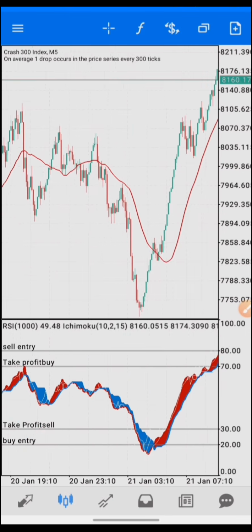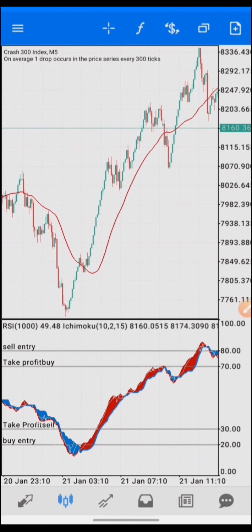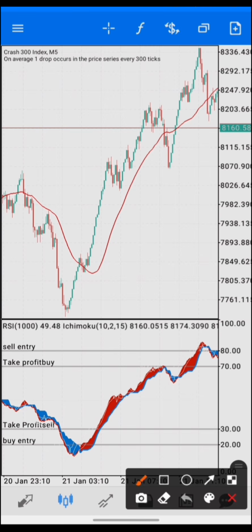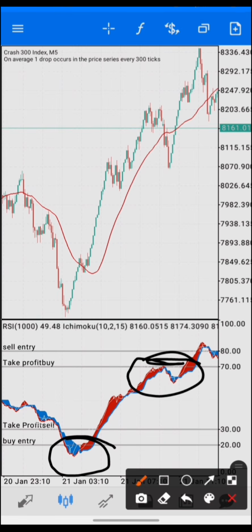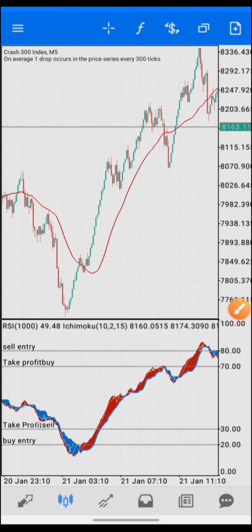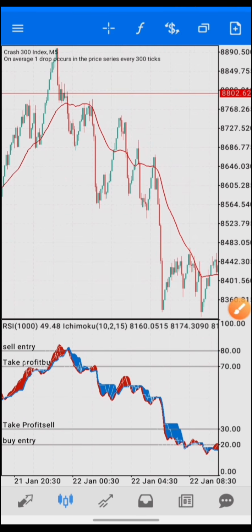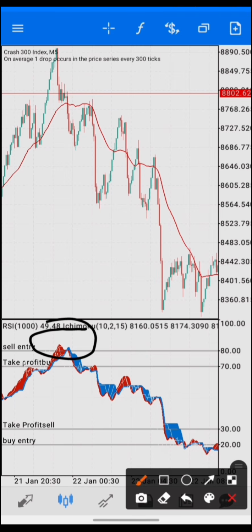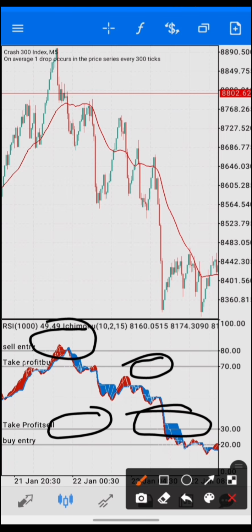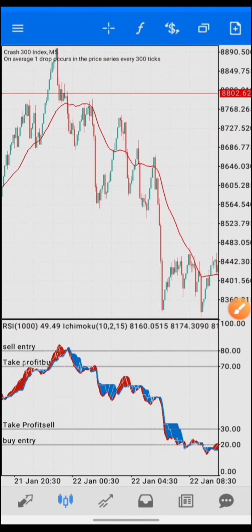Okay, so how do you set a take profit and your stop loss? For take profit, let's say we are buying in this zone. For take profit we use level 70. When we are buying, take profit is level 70, highlighted here. Okay, the same applies when you are selling. When you are selling, having entered your sale here, your take profit is level 30. Okay, level 30. So this is for buying and this is for selling. Take profit is very easy, guys, very easy.